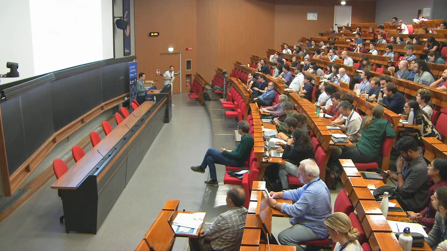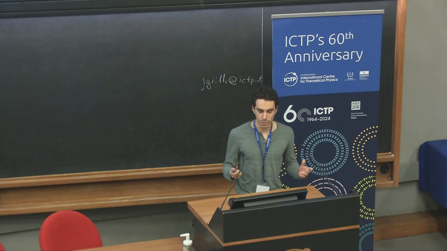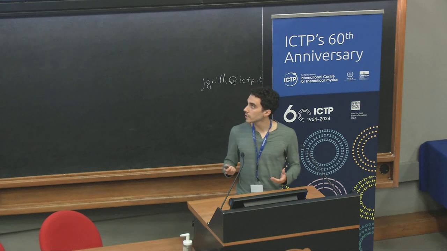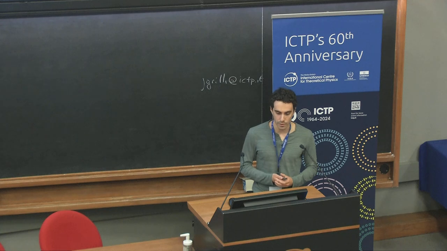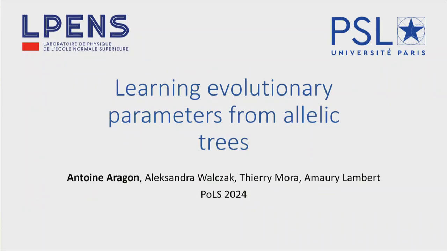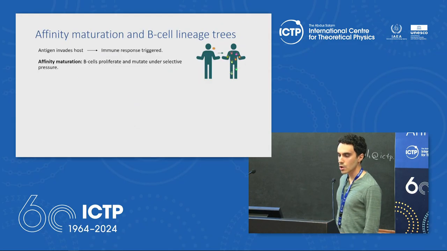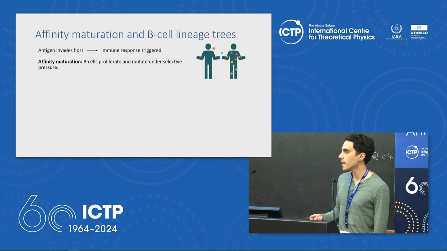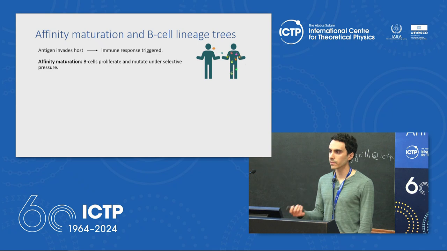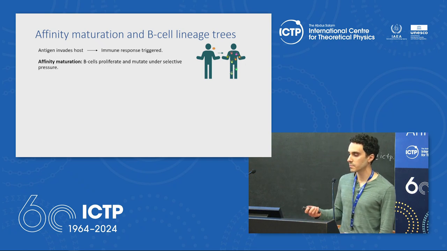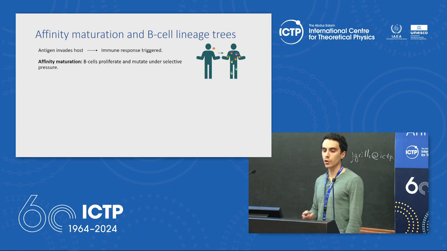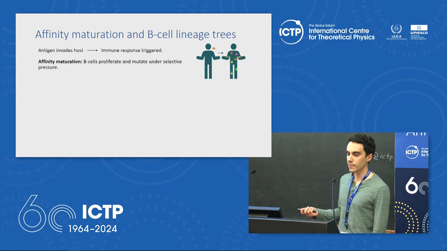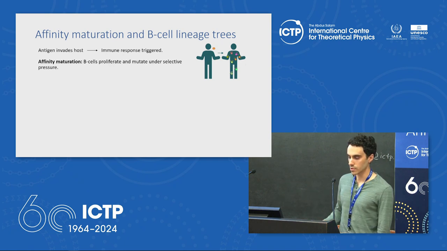Hello, I'm Antoine ARAGON. Today I'll be telling you a bit about part of my PhD project done with Alexandra Valjak, Thierry Mora, Amaury Lambert on learning evolutionary parameters from allelic trees. So when an antigen invades a host, an immune response is triggered. And at the level of the adaptive immune system, we have B cells that begin proliferating and mutating under selective pressure in a process called affinity maturation, which Andrew introduced in depth.